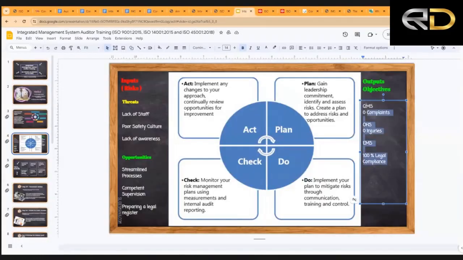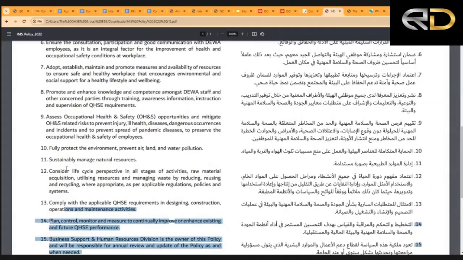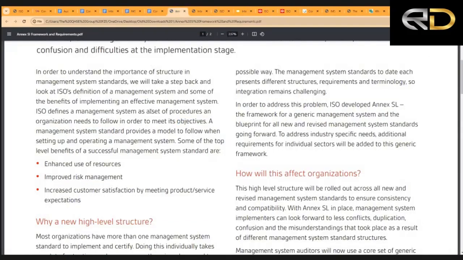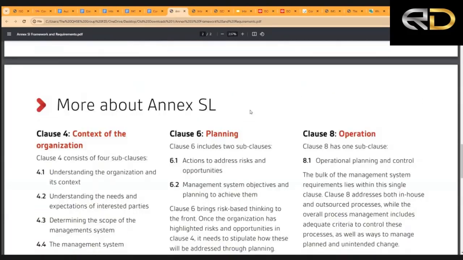So in order for you to achieve all of these objectives that you are looking at right here, which are basically the intended outcomes, the organization can follow this set of procedures. They can actually have a model to follow when they are setting up and operating a management system. So basically, this is what you have.